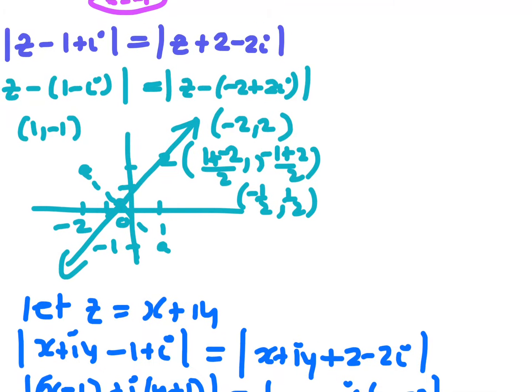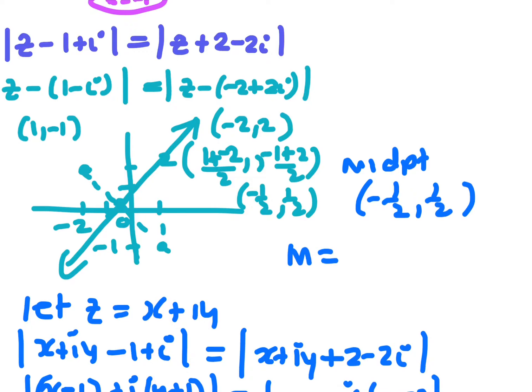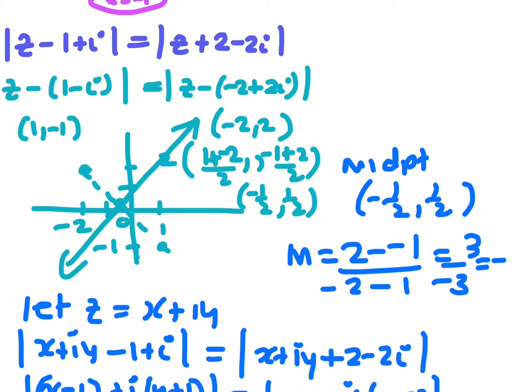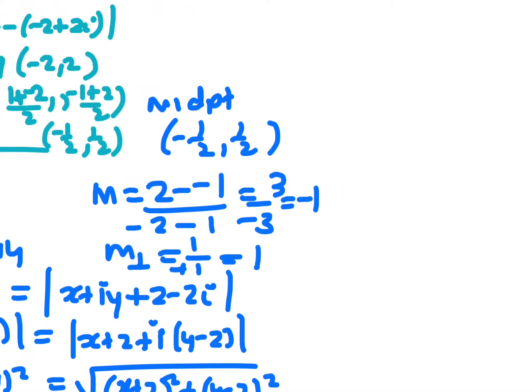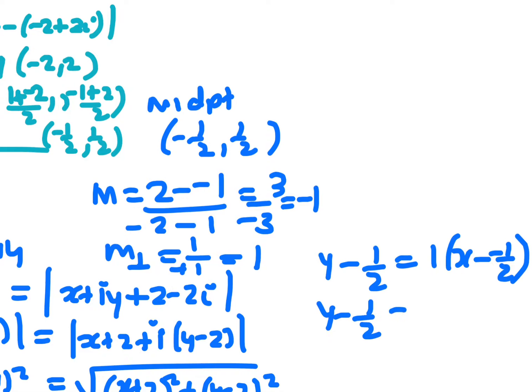The other way of actually getting this is to take the midpoint, which is minus a half, and then get the gradient between those 2 points. So you do 2 minus minus 1 over minus 2 minus 1: 3 on minus 3, you end up with minus 1. So the perpendicular gradient would be minus 1 over minus 1, so it would be 1. And then once you've got that, you just go y minus a half equals 1 times x minus minus a half. So it's y minus a half equals x plus a half.